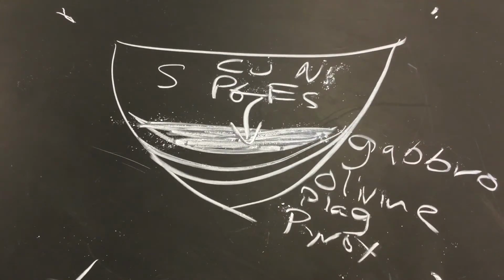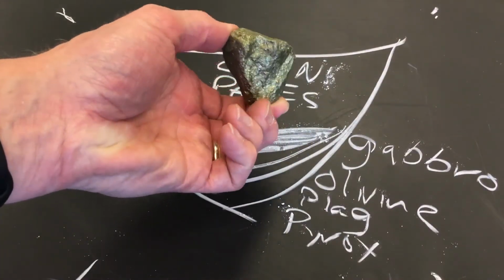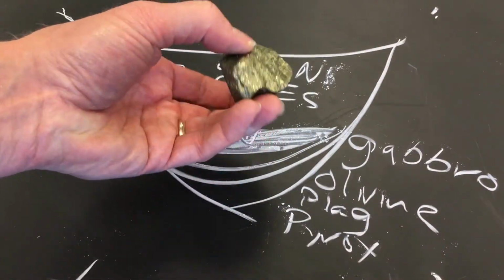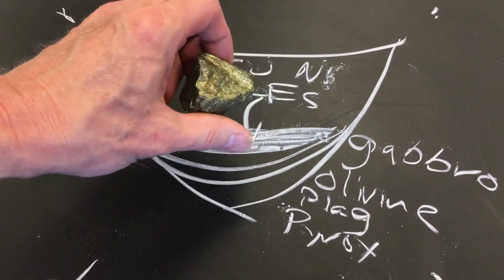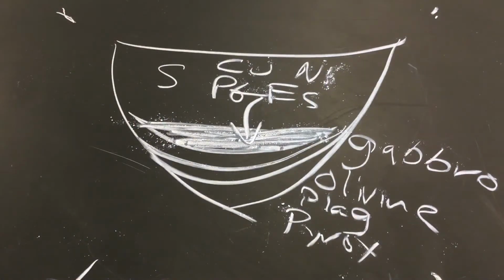So inside of that layer, you have materials kind of like this. This is some chalcopyrite, and that's one of the minerals that's in there, but there are other minerals that contain the copper, nickel, and PGEs.